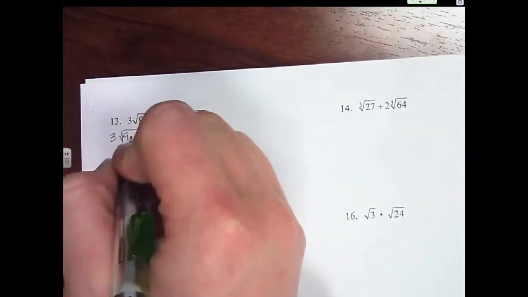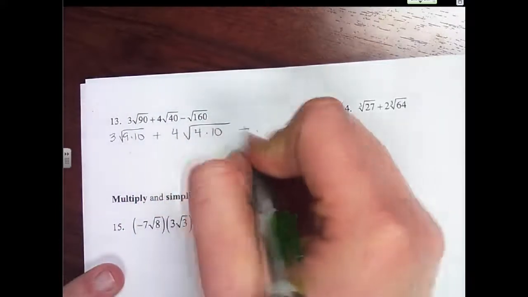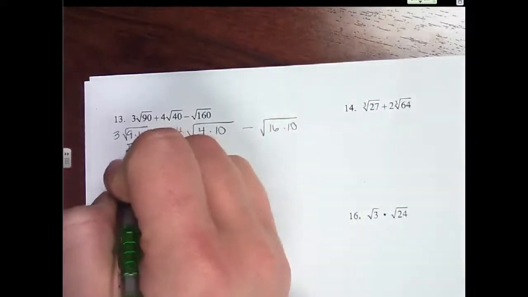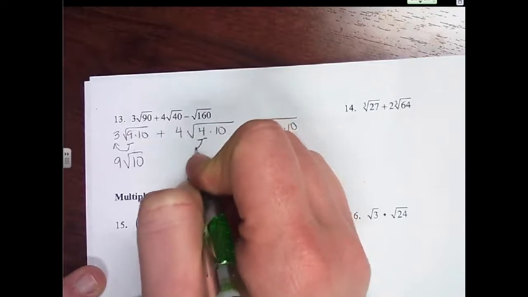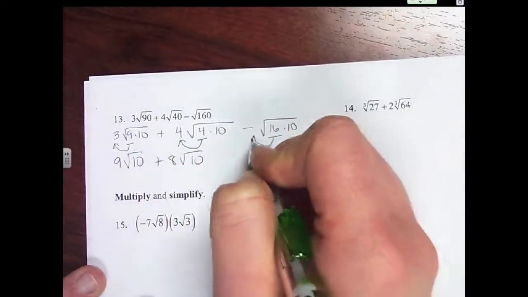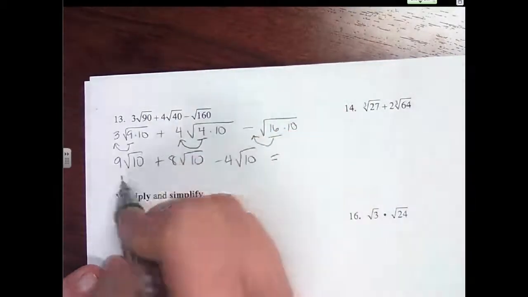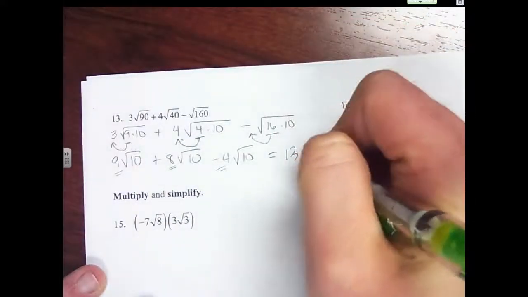Okay, number 13. Let's break this down. So I have 3. 9 times 10 plus 4, 4 times 10 minus 16 times 10. So square root of 9 is 3, I bring that out, 9 square root 10. Square root of 4 is 2, I bring that out, 8 square root 10. And square root of 16 is 4, and I bring that out, 4 square root 10. Everything has a square root of 10, so 9 plus 8 is 17, minus 4 is 13 square root 10.